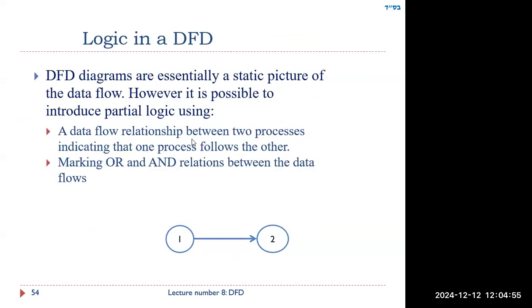Logic in a DFD diagram. DFD diagrams are essentially a static picture of a data flow. However, it's possible to put some kind of logic there. A data flow relationship between 2 processes indicates that one process follows the other. So in other words, 1 is before 2. Even though really we're just saying that 1 gives information to 2. But doesn't that imply that 2 comes later? Because it can't work unless it got information from 1.